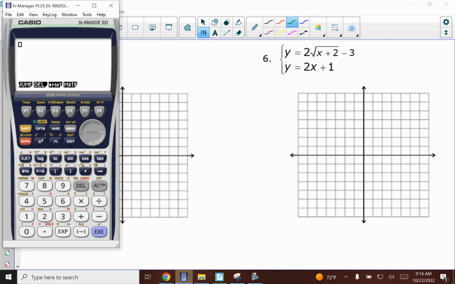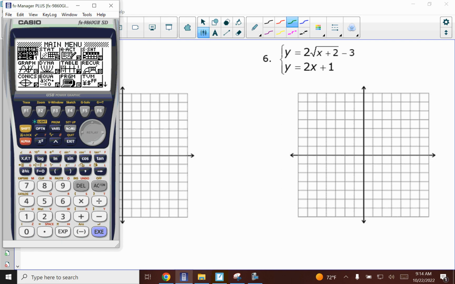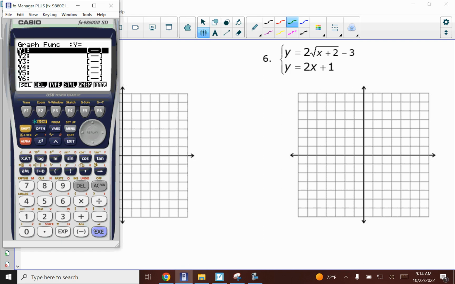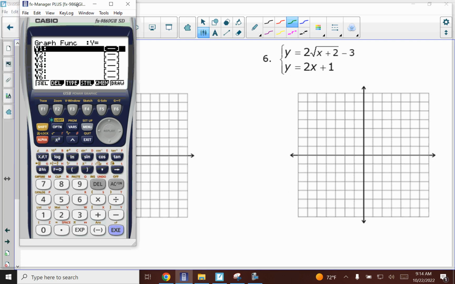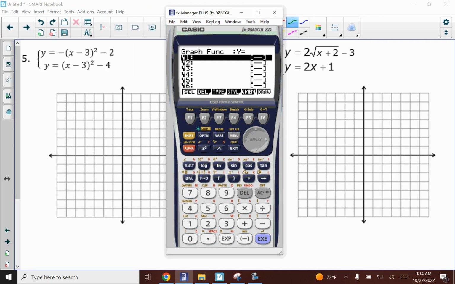But on our graphing calculator, you do have to type it in exactly how it looks, as long as it says y equals. So the first equation, I should probably look at the first equation. The first equation is going to be y equals negative parentheses x, got too many parentheses there, so x minus 3. And I want to square that. And then I'm going to hit minus 2 after.